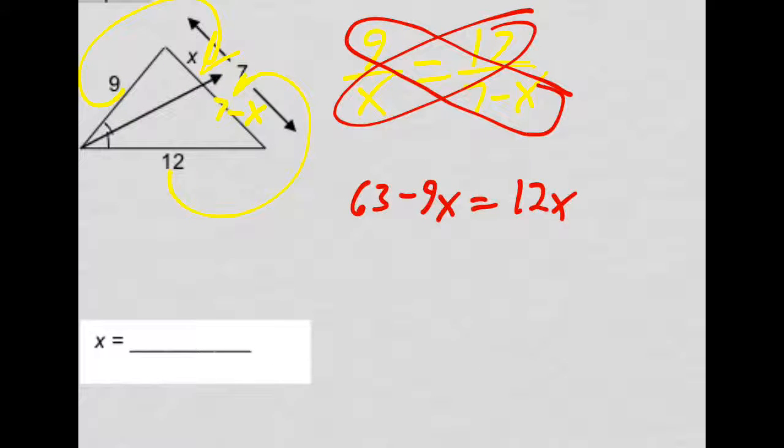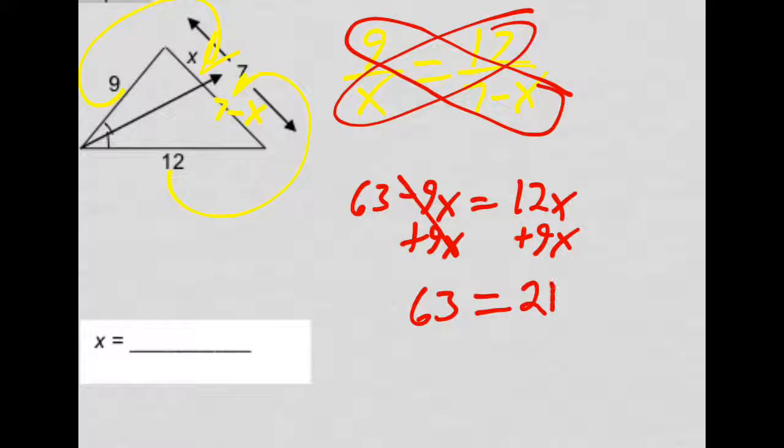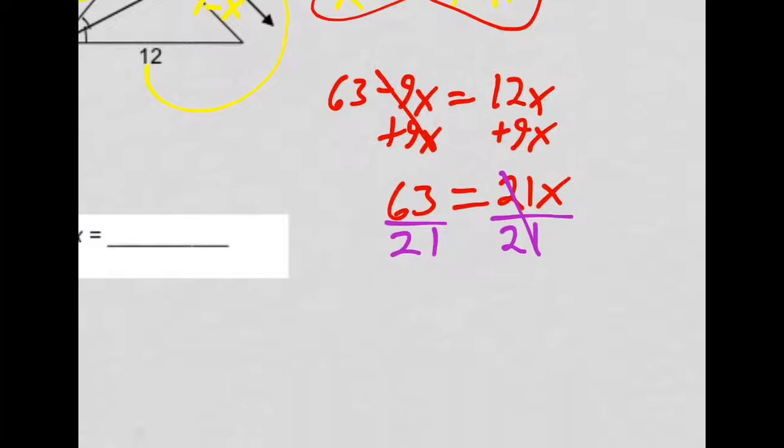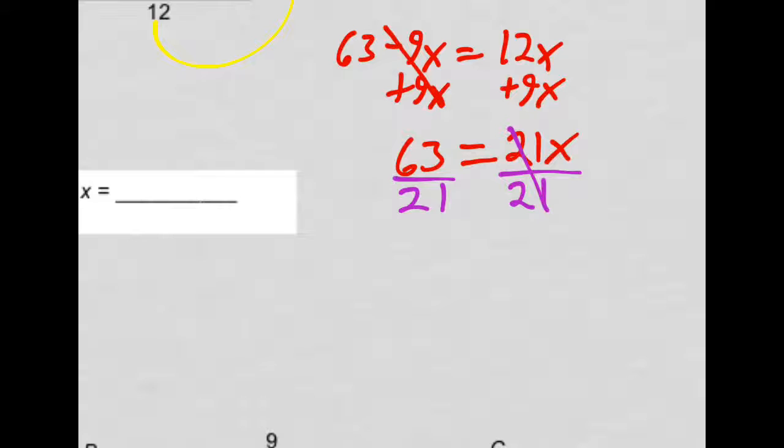So we just combine our like terms, add 9x to both sides, and then we get negative 9x and positive 9x. Of course, that's equal to 0, so we're just left with 63 over here. And then 12x plus 9x is 21x. Now I divide both sides by 21. Divide 63 by 21, and there we go. There's a nice normal number. X equals 3.